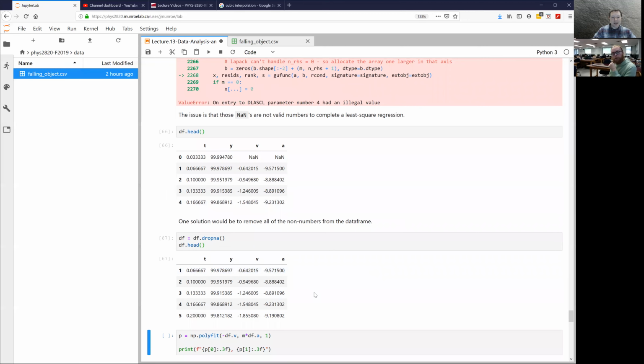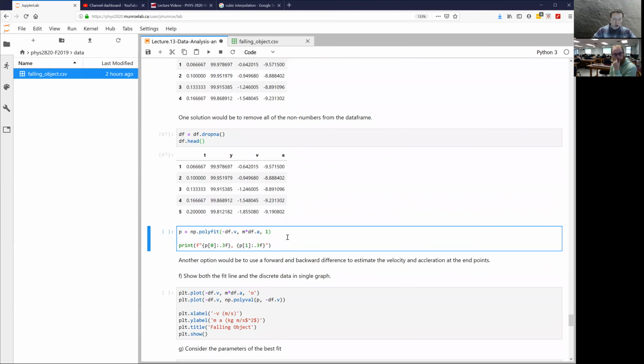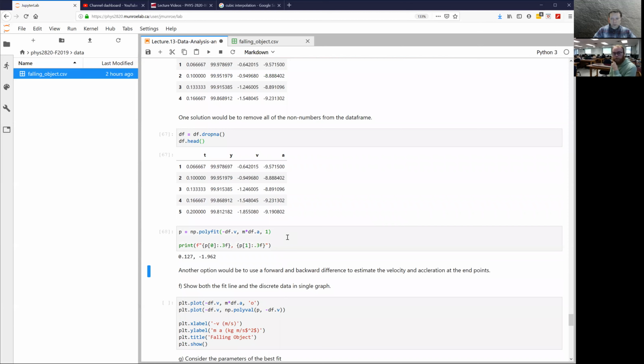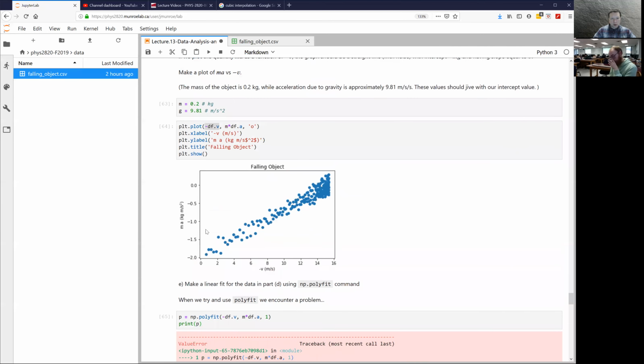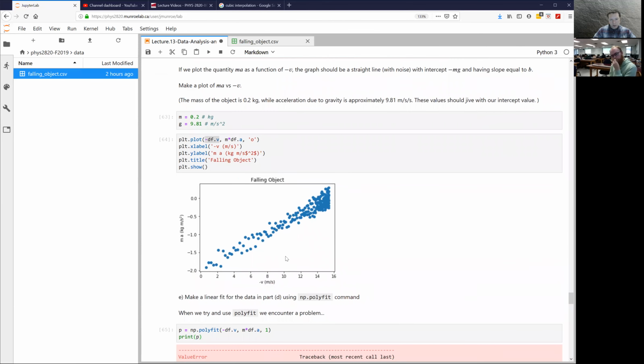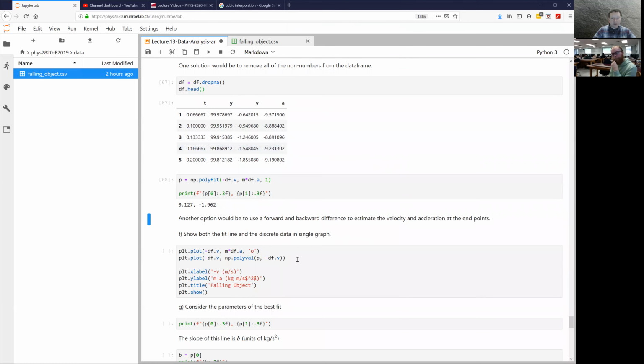Now that all of the data are true numbers, we can solve those equations, and we get these two numbers. Now, if you didn't want to drop your data, you could always have used a forward difference and a backward difference to estimate the velocity at the two endpoints. So these are the parameters of this data, the slope of this thing right here. Let's take a look at what that would look like in terms of a graph.